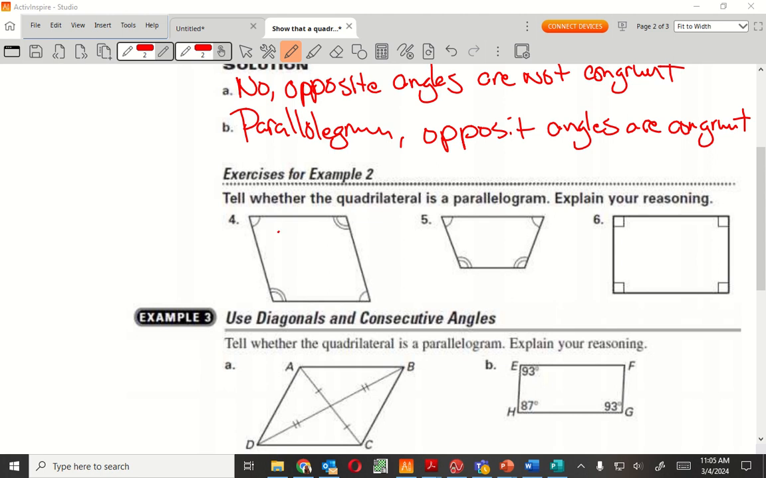Lo mismo, lo que sea. Wait, do we have to write it or put yes or no? You can explain it. So is it a parallelogram? Yes or no? Sí.